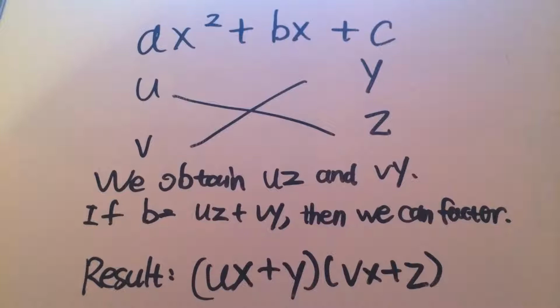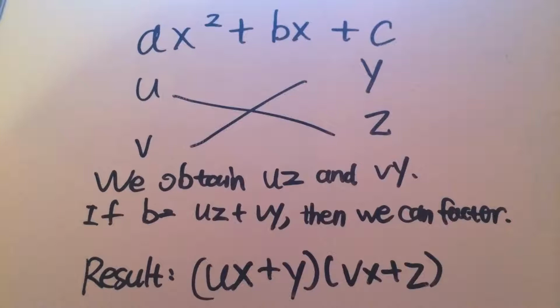If the sum is the same as the second term b in the ax squared plus bx plus c, then it satisfies the criss-cross method and we can factor the trinomial. If the sum equals b, then we can multiply x to u and v. Then the result of factoring is open parentheses ux plus y close parentheses, open parentheses vx plus z close parentheses. Y and z are the second terms of the parentheses.